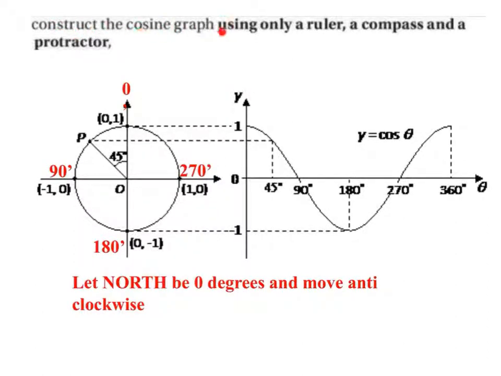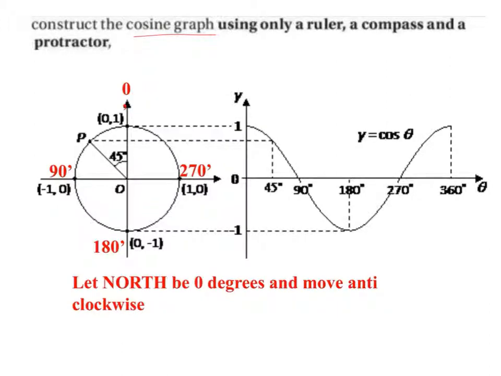Construct the cosine graph using only a ruler, a compass and a protractor. So we do this in the same way that we would construct the sine graph, except we let north, the point 0, 1, be 0 degrees and we move anti-clockwise.